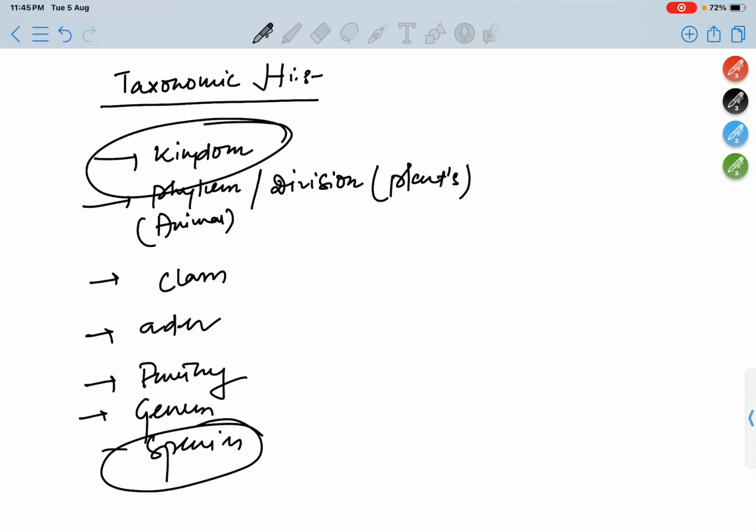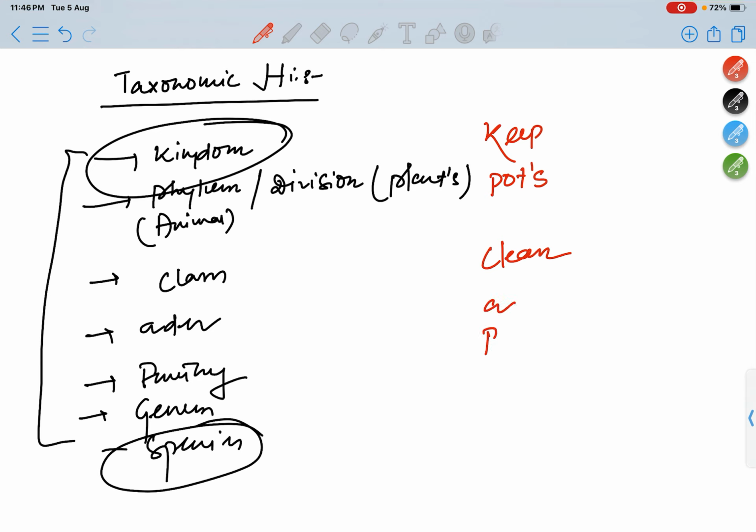Now you can also remember this very easily. There is a mnemonic. Okay, it is: Keep pots clean, or family gets sick.